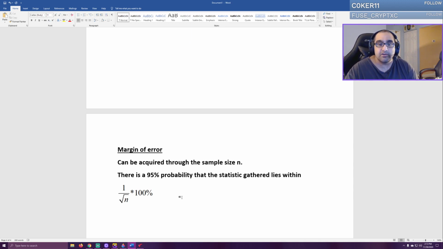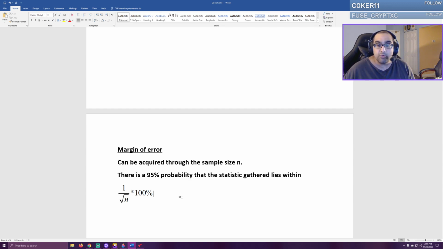You can sit there and say, okay, I know that the real support for candidate A is between this percentage and this percentage with a 95% confidence. So I'm 95% sure that it's going to be between these two percentages, and the margin of error is going to essentially tell you how far you have to go in order to get that 95% confidence.